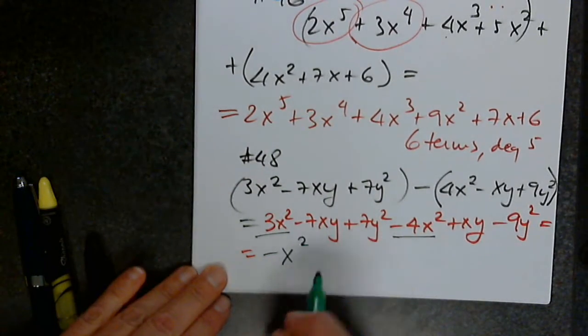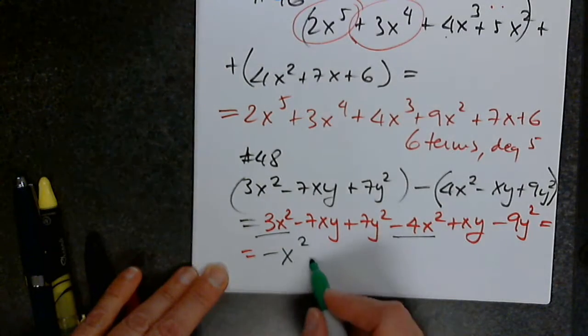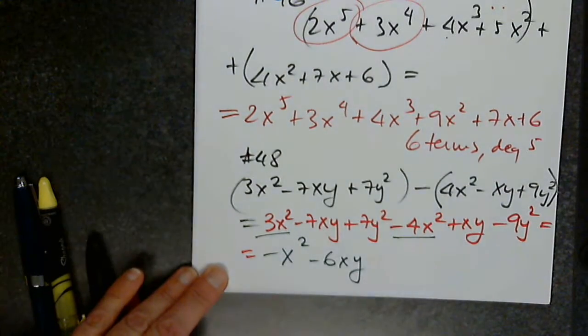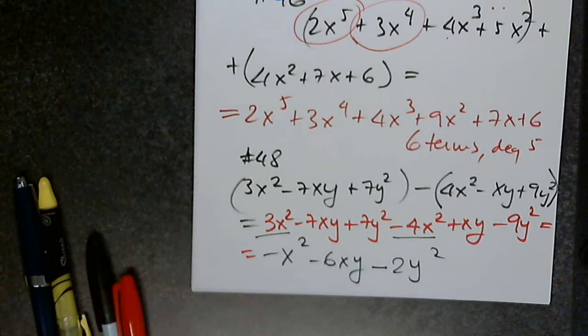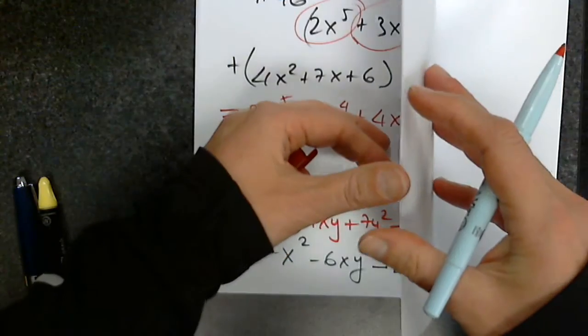Negative x squared. Minus 6xy. Minus 15y squared. Careful. Minus 2y squared. Very good. Okay. Let's look at problem 54. Any questions on this?